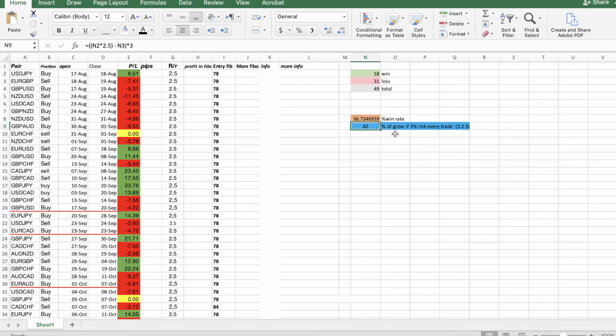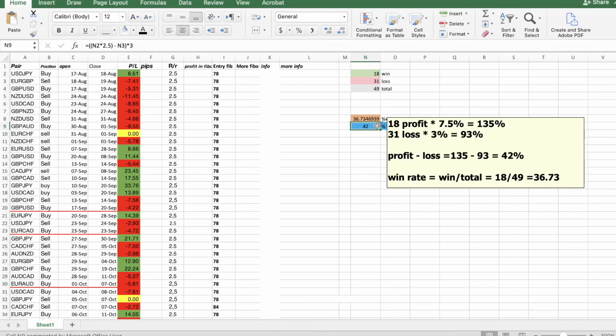Also, I added this note here. You can take a look. I had 18 profits multiplied by 7.5, which is 135%, and 31 losses multiplied by 3%, which is 93% loss, and the total profit is 42%, and my win rate is wins divided by total, which is 36%.